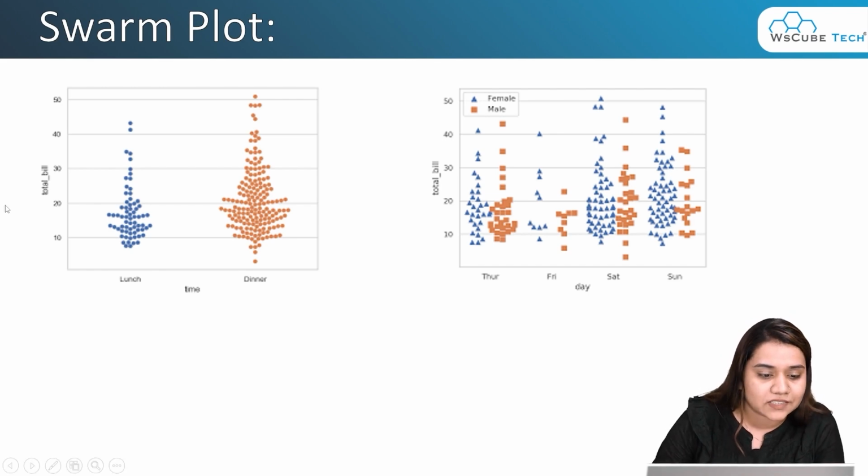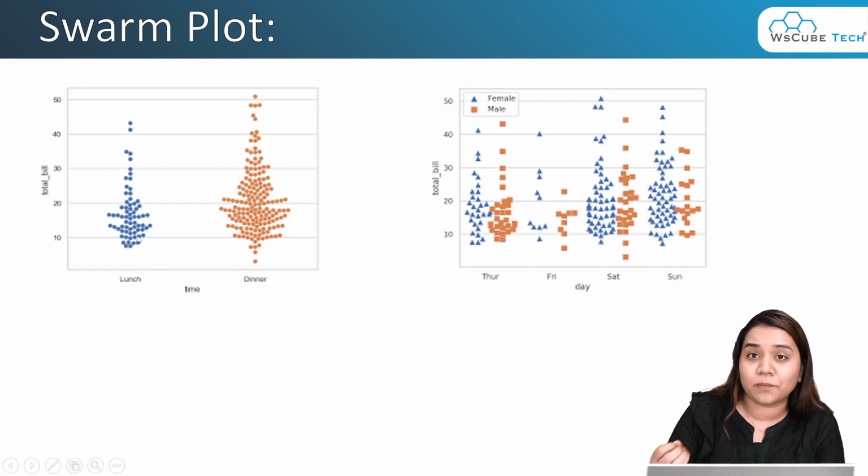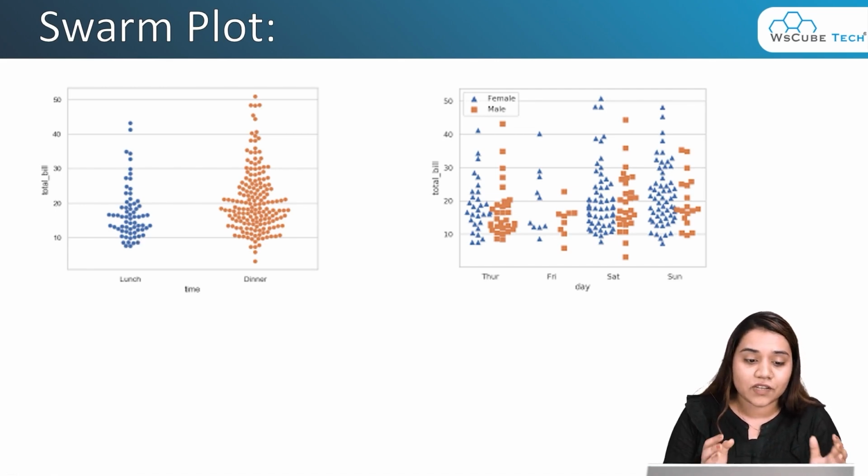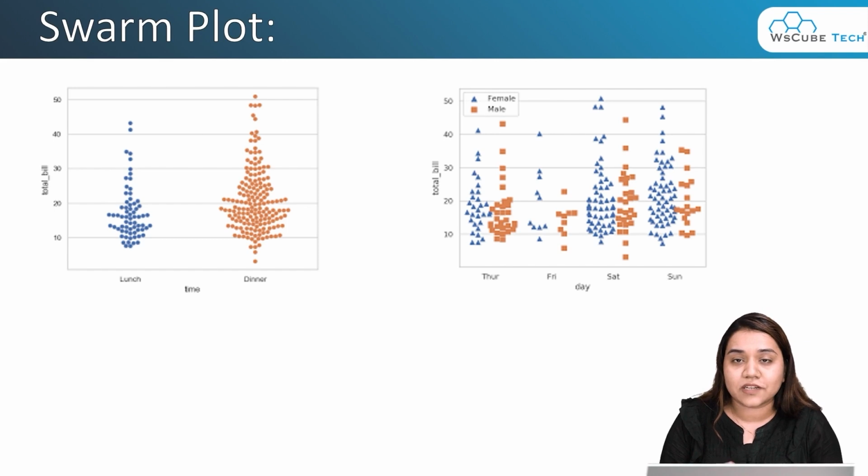What you will notice here is that in strip plots the dots are overlapping each other. Here the points are more defined, more accurate, and we can clearly see them. They are not overlapping each other, and they are distributed in such a way that they don't overlap. Let's have a look at how swarm plots can be created and what functions are there in swarm plots. So let's get started.